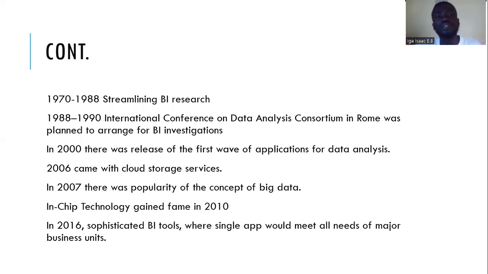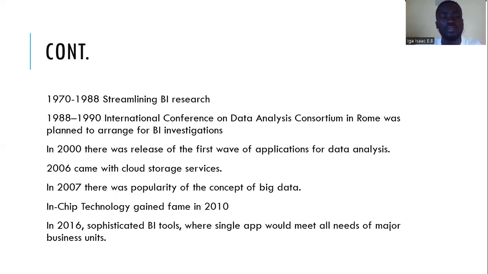And then from 1970 to 1988, there was a lot of streamlining of business intelligence research. Many people became interested in the field, so people came together to do research. How can it be possible? They tried to visualize the previous concepts. And then from 1988 to 1990, the International Conference on Data Analysis Consortium in Rome was planned to arrange business intelligence investigations. So this is research work that people had done. How was it going to be arranged to make something solid about the concept of business intelligence?